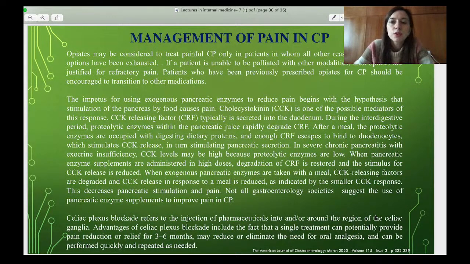Opiates may be considered to treat painful pancreatitis only in patients in whom all other reasonable therapeutic options have been exhausted. If a patient is unable to be palliated with other modalities, then opiates are justified for refractory pain. Patients who have been previously prescribed opiates for pancreatitis should be encouraged to transition to other medication.